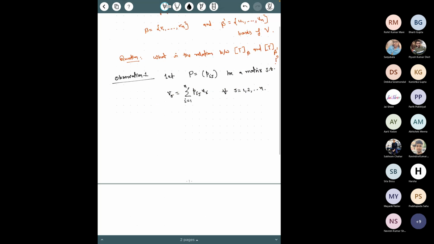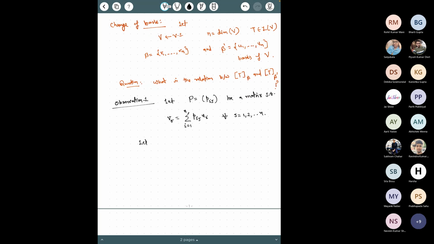Now let us take any element w in V. Because these Vi's also form a basis, I can write this w in terms of these Vi's. This is any vector, I don't know which one it is. So let's say w is written as a linear combination of these Vi's, that is, w equals the sum of alpha_j Vj, for some alpha_j's in F.